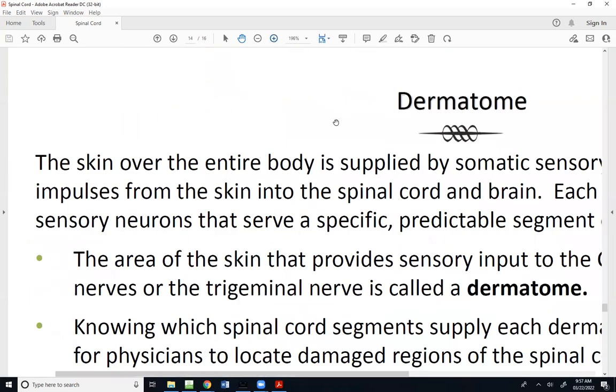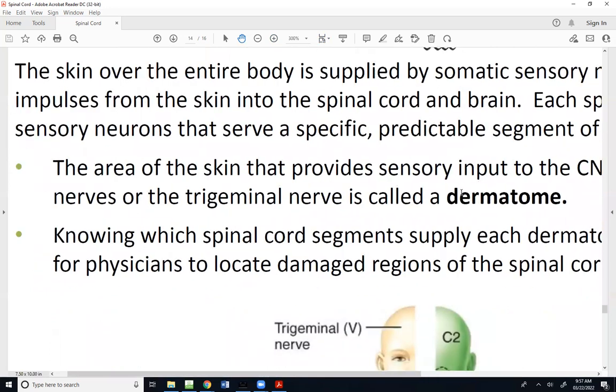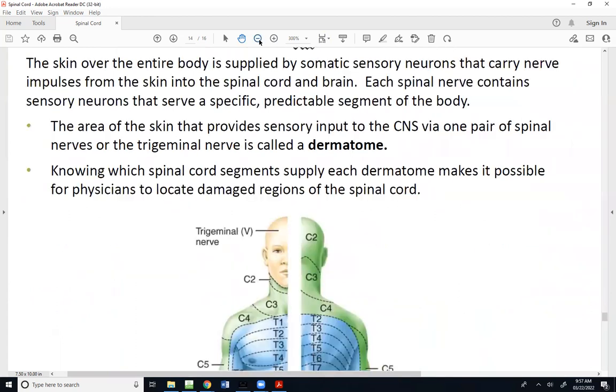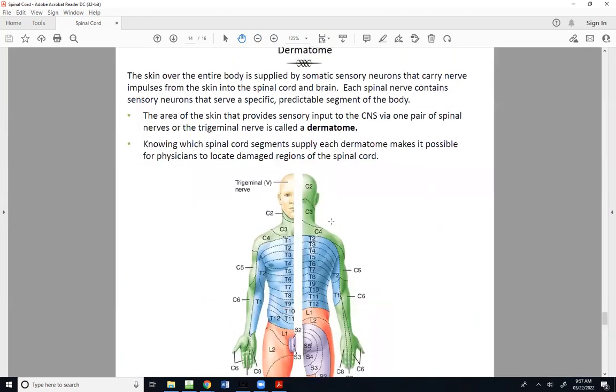Let's talk about dermatomes. It's one of the coolest things we get to talk about because it involves something you probably have seen in movies, TV shows before. Our skin over the entire surface of our body is supplied by specific somatic sensory neurons that carry the nerve impulses from our skin to the spinal cord or into the brain.